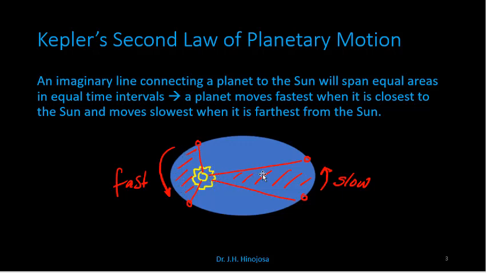And in the same amount of time, the same time interval, when the planet is on the other side of the Sun, it too will span out a given amount of area. These two areas are the same for the same time interval. This is telling us that when the planet is closer to the Sun, it's going to move faster, and when the planet is farther away from the Sun, it's going to move slower.